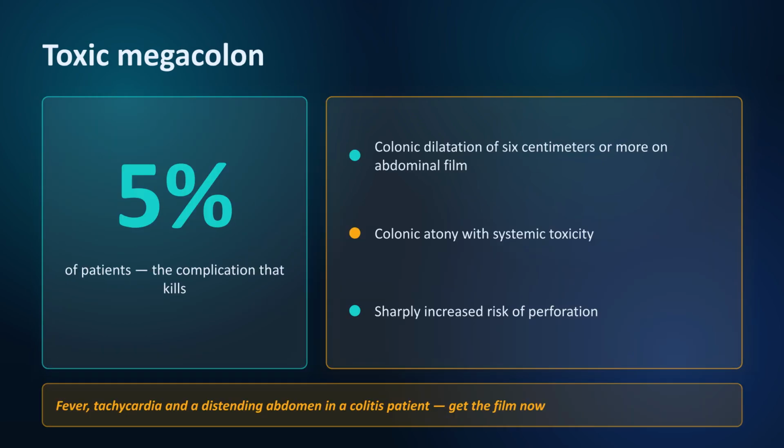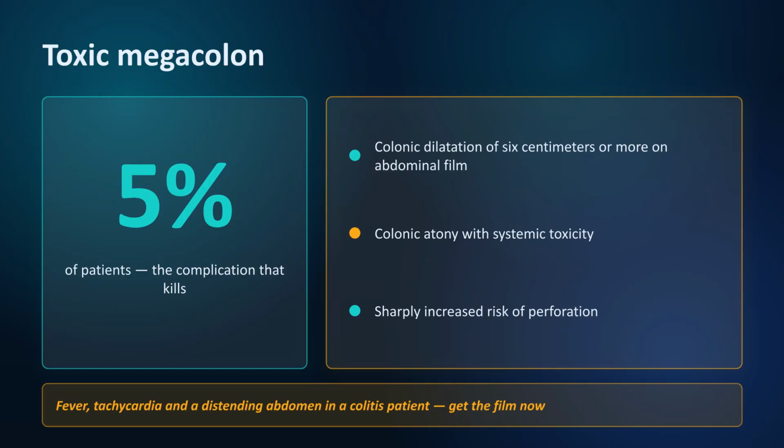Now the complication that kills. Toxic megacolon occurs in about 5% of patients. It is defined by colonic dilatation of 6 centimeters or more on a plain abdominal film, accompanied by colonic atony and systemic toxicity, and it carries a sharply increased risk of perforation. Here is the bedside trigger: a patient with known colitis who develops fever, tachycardia, and a distending abdomen.